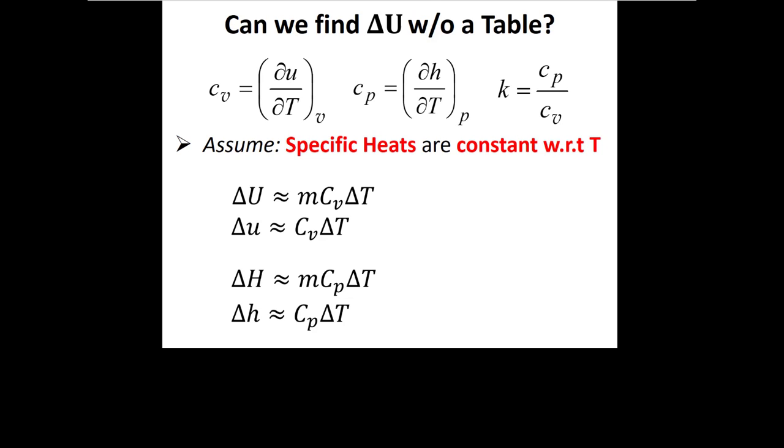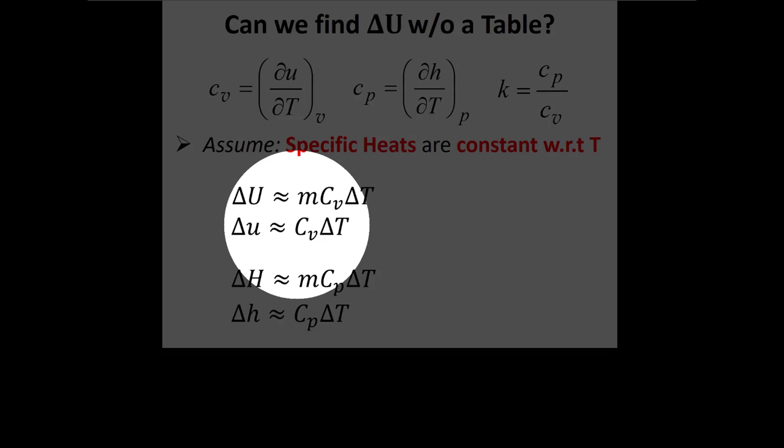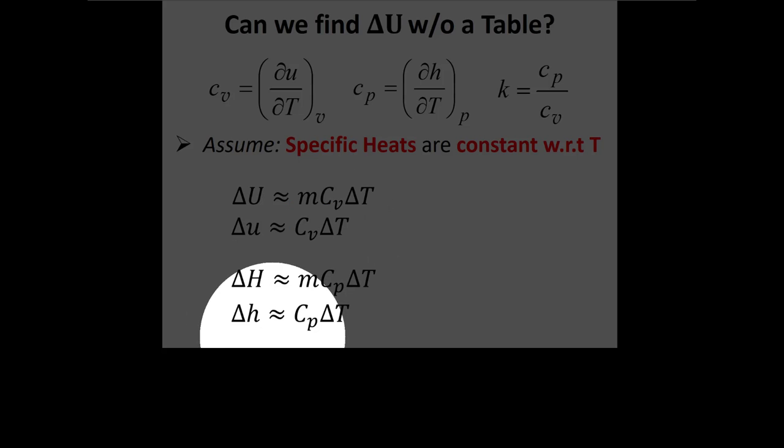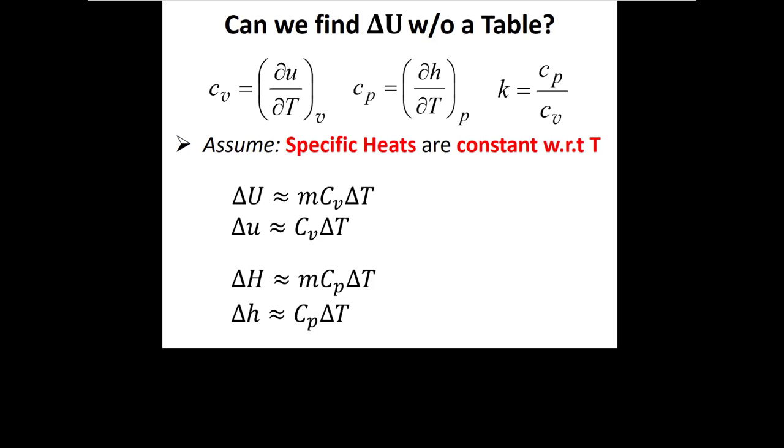Now, if we make the assumption that CP and/or CV are constant, we can use the method of separation of variables and show that the change in specific internal energy is CV times delta T, and the change in specific enthalpy is CP times delta T. Now, this equation can be useful, but we can only use it when we're making this assumption, and we can really only make this assumption for incompressible liquids and solids. Although we'll see if we can expand that a little bit in future lectures.